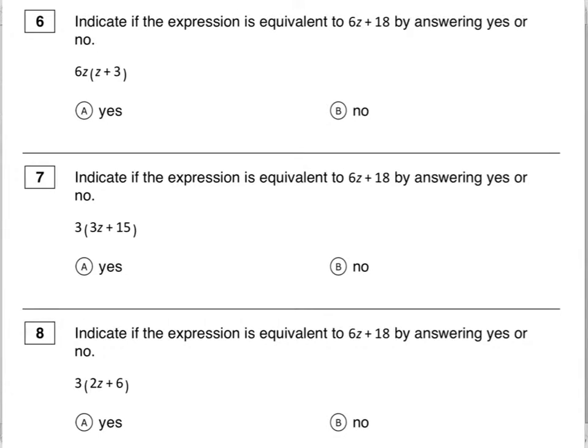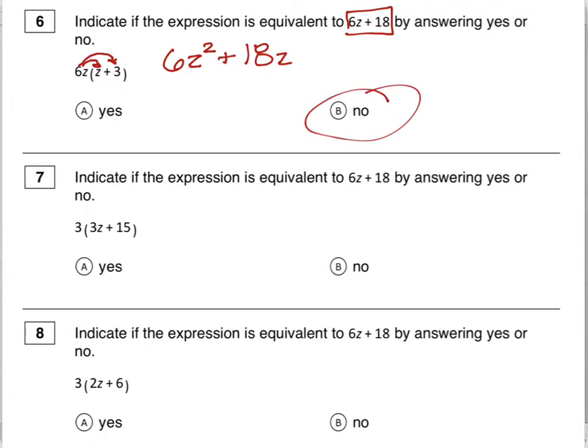We're going to continue on through these problems. We're just going to be doing the same thing. They all have the same indicate if the expression is equivalent to 6z plus 18, and I'm going to find that out by solving the problems. So again, I'm going to distribute this 6, but this time it's a 6z. So 6z times z is actually 6z squared plus 6z times 3 is 18z. So no, this is not equal to that.